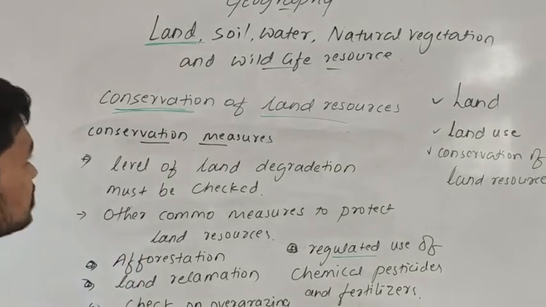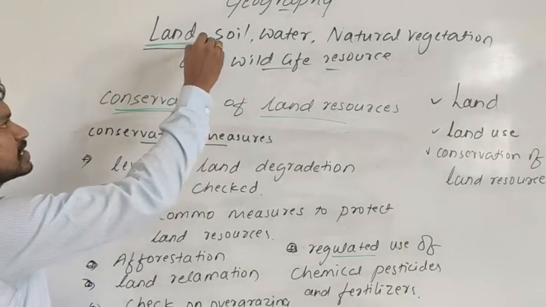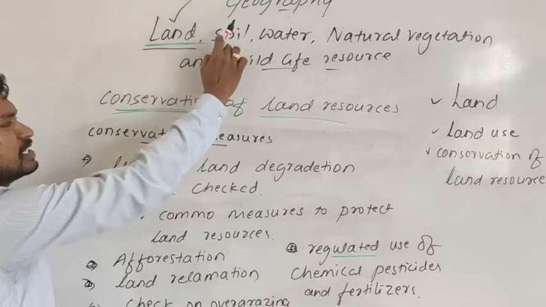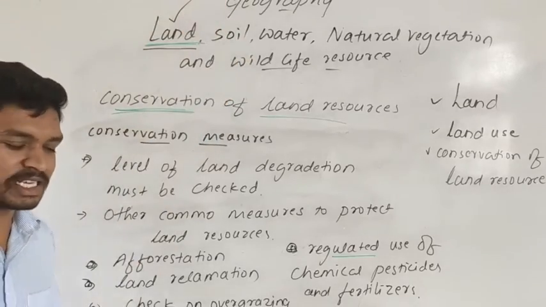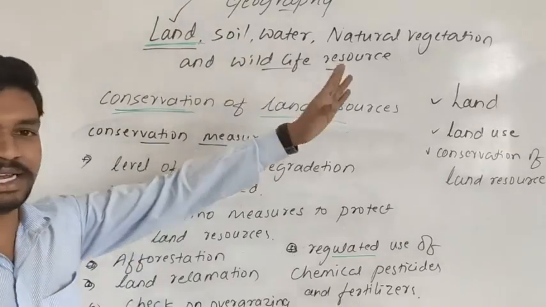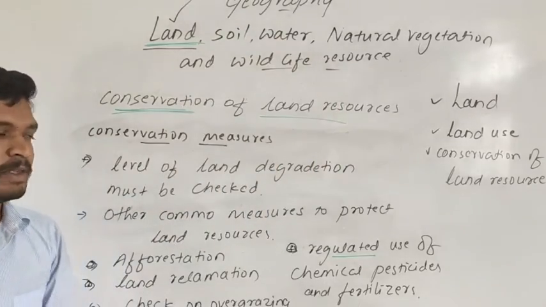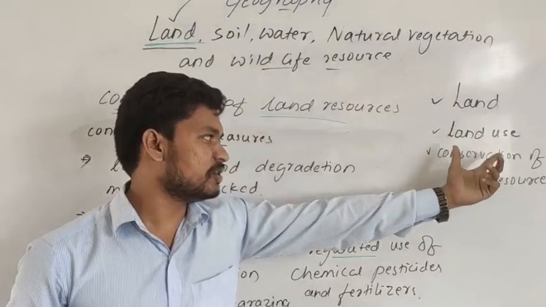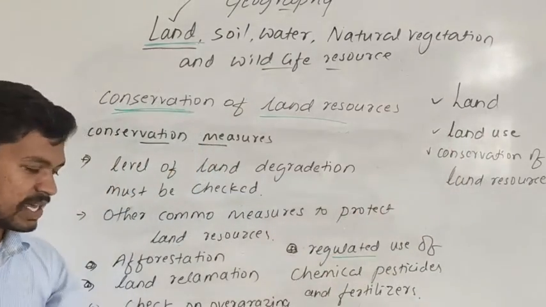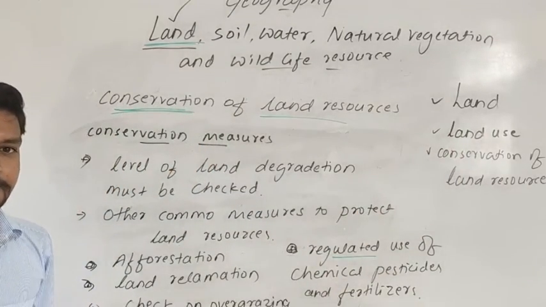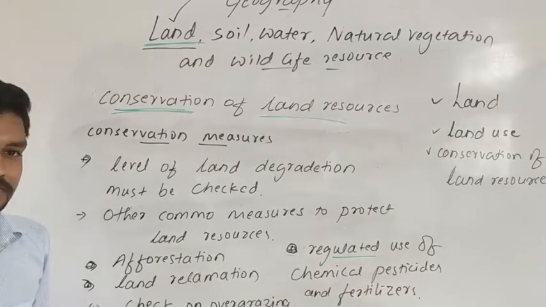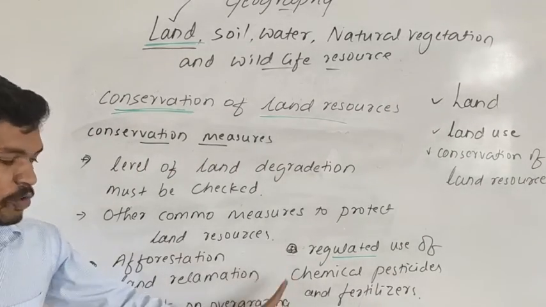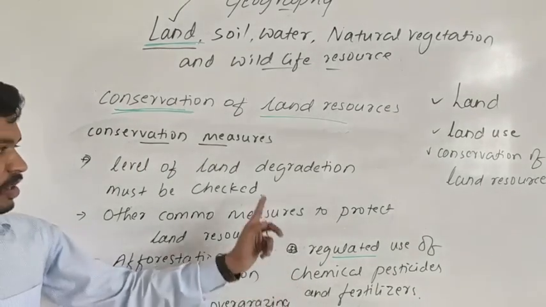So that's what we discussed about land. The next class we will discuss soil. The next concept is about the soil, then water, then natural resources, wildlife resources we have. But land, the three concepts we discussed, one is land use and conservation of land resources. Write down these concepts. Is that over? There are four common measures along with these five.